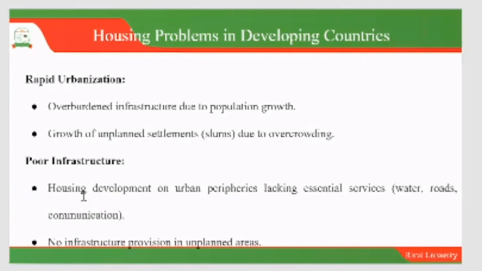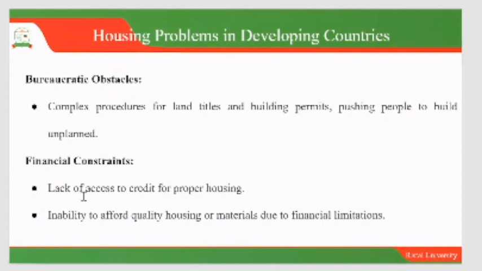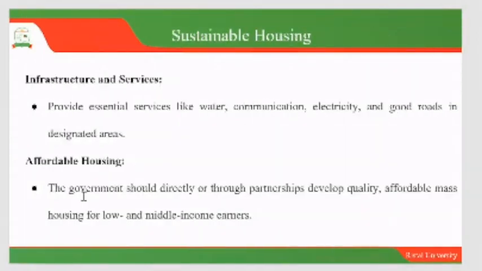And then we have what we call the financial constraint, and in the financial constraint we have lack of access to credit, but also inability to afford quality housing material. In other words, it may not be possible for someone to construct a certain quality of house because of the levels of income that they earn. So it may be very hard for someone to afford that kind of housing.